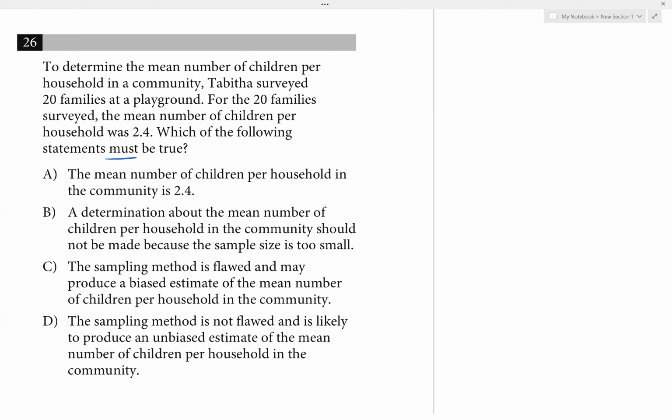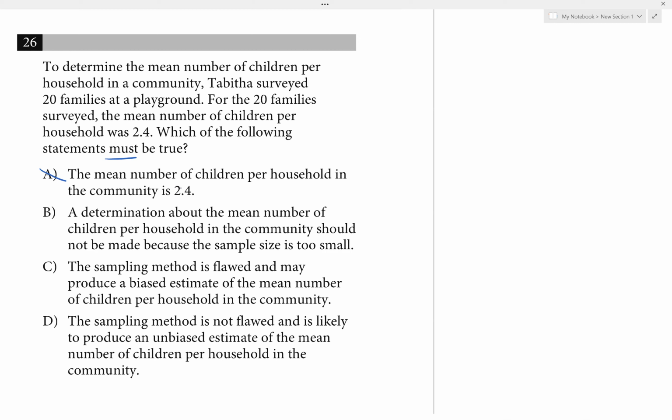We don't know for sure unless we measure each and every household in the community. So you always want to leave some buffer zone, some margin of error for these. Especially when a question asks which one must be true, we don't know 100% for sure that it's 2.4. So it's not going to be answer choice A here.